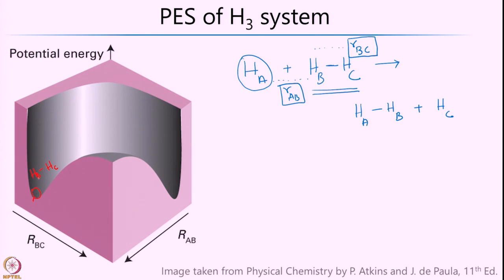And now, in this particular case, HA is somewhere here. This is at an infinite distance. Only once HA starts approaching HB-HC does the energy of the system vary, and then they interact and ultimately lead to the product where HA and HB are bonded and HC is left out free. And that is what one would find if you look at this particular part of the potential energy surface. Here you have HA-HB which are bonded and HC is now free.